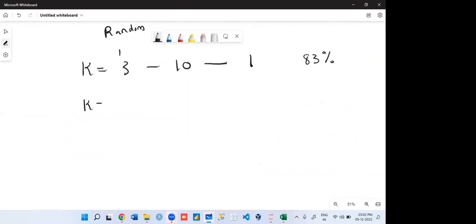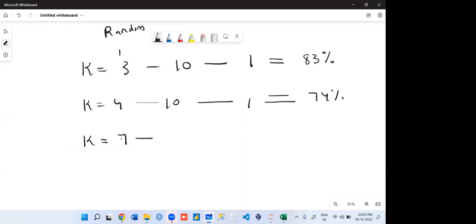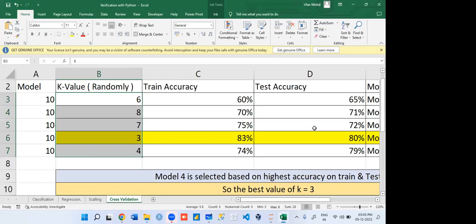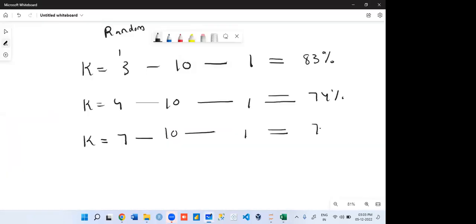If I change K value as 4, how many models I'll run Nikita now? 10. Which model we selected only? 1. I'm just writing a random numbers to explain you. Okay. Here we get accuracy as 74%. ये clear हो गया? Now I have taken K value as 7. Now how many models I'll run? 10. How many I'll select? 1. With the accuracy of, ये clear हो गया? Guys, just to explain you, I have taken this accuracy random numbers.